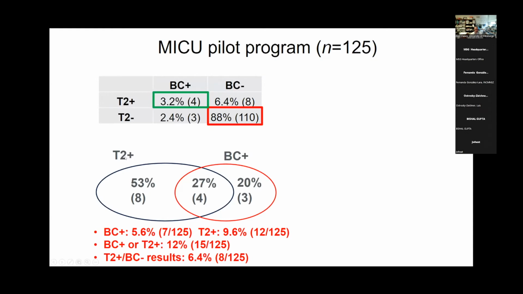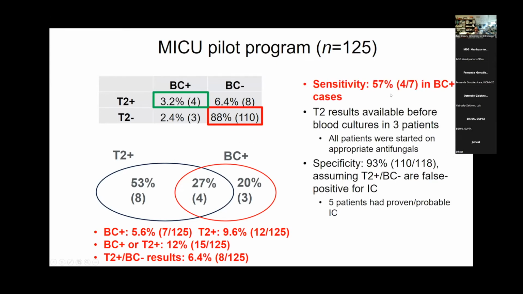8 patients were T2 positive, blood culture negative. 3 patients were blood culture positive, T2 negative. So the big question is then, what do these T2 positive, blood culture negative discordant results mean? Are they true positives missed by blood culture, or are they T2 false positives? So if you just take blood culture positive cases, our sensitivity was 4 out of 7, or 57%. In 3 patients, the T2 result was available before the blood culture, so it got patients started on antifungals quicker.